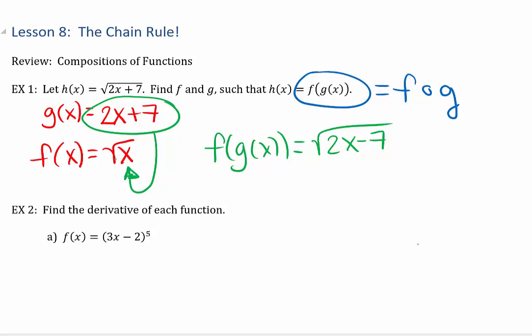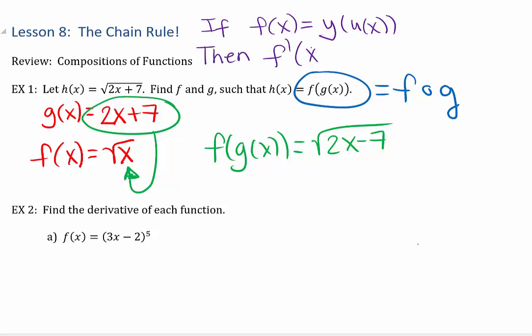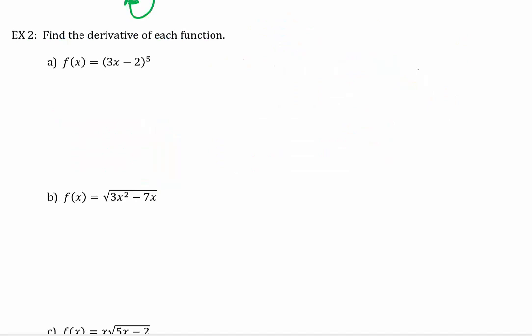Now, the chain rule basically says if your function is a composition, so for my formula, rather than using the letters f and g because they come up in a lot of other types of problems, I'm going to say our function f is a composition of y with u. So we'll say y is the outside function, u is the inside function. Then the derivative of this function is the derivative of the outside function times the derivative of the inside function. So let's see how this works with an example.